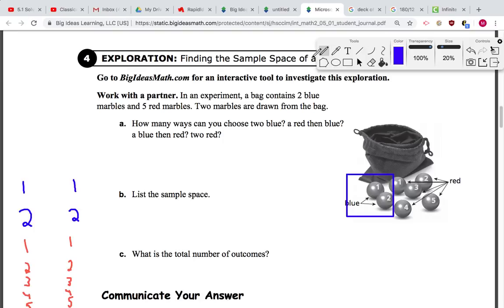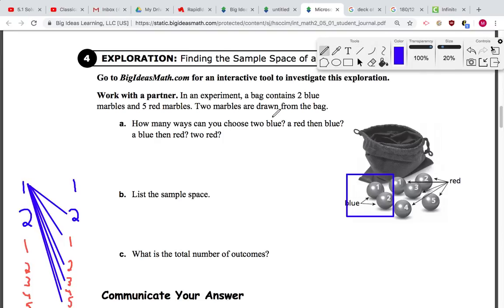List the sample space. Okay, so to start off with, what I want to be obvious is that you cannot draw the first blue marble and then the first blue marble, because if you drew this one already, then you took it out. It's not there anymore. So really what this starts off at is blue 1, blue 2, blue 1, red 1, blue 1, red 2, blue 1, red 3, blue 1, red 4, and blue 1, red 5.